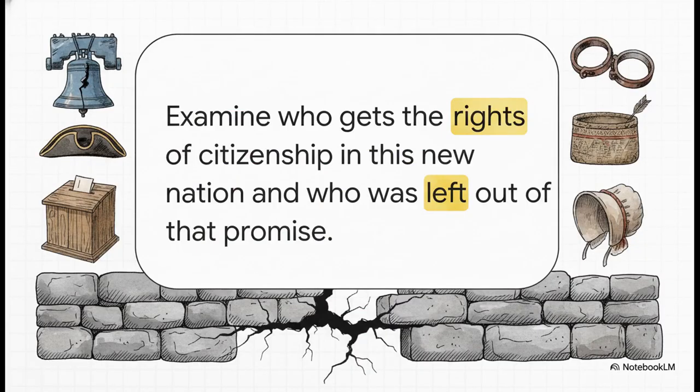And that brings us to the central tension of this unit, which is just profound. While this new nation was fundamentally founded on these amazing ideals of liberty, there were immediate, glaring contradictions. We have to really examine who actually got the rights of citizenship when the country was born, and who was intentionally left out of that promise.